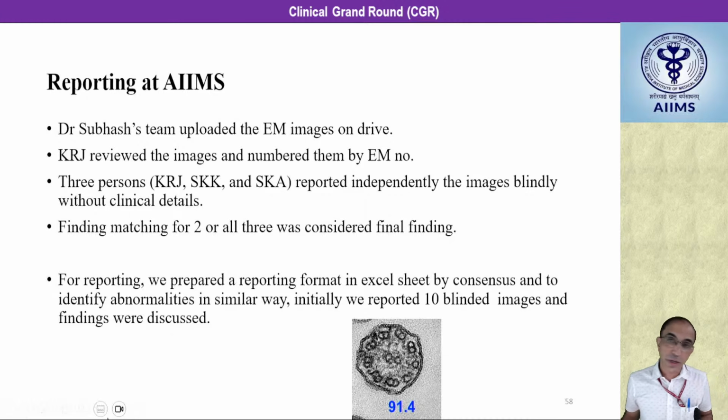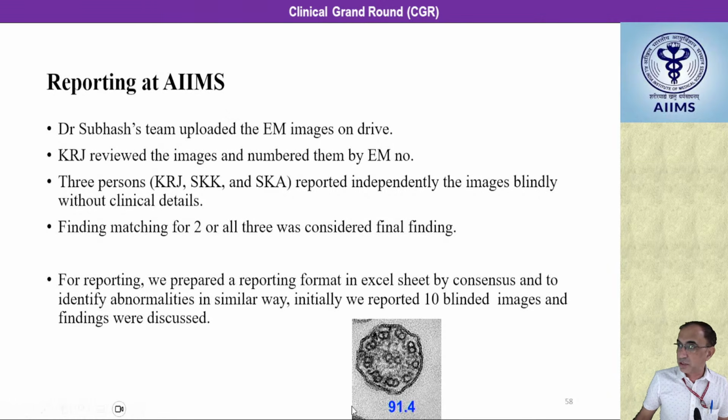So what we are doing for the reporting at AIIMS: Dr. Subha's team uploaded the EM images on Drive. Then I reviewed the images and numbered the images that are reportable in sequence by EM numbers. Then 3 persons, myself, Dr. Kaba and Dr. Sudhir from pathology, reported independently without the clinical details. If the findings of 2 persons match, we consider it the final finding of these EM findings.